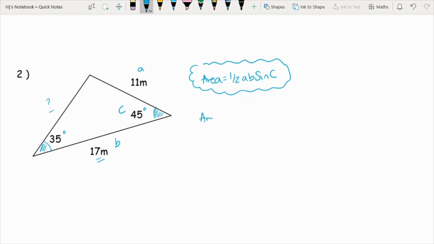Finding the area of this particular triangle, all I'm going to do is a half times 11 times 17 times sine of 45, and if I type that into my calculator, I get an answer of 66.1 centimetres squared, and in this case I've rounded it off to one decimal place. So moving on to our third and final example.